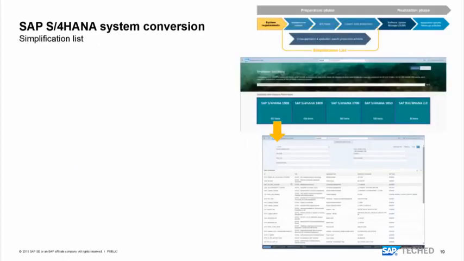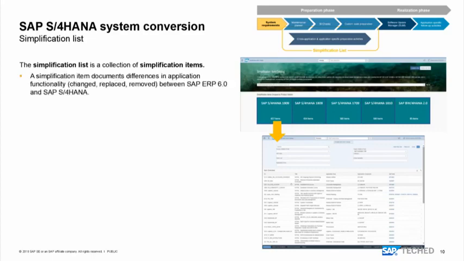Now, let's have a look on this simplification list. That is an important information point. There is a list that collects all what has changed. So the document itself tells you what has changed, what was replaced and removed between ERP and S4HANA. I should have mentioned that S4HANA is not the successor of ERP.